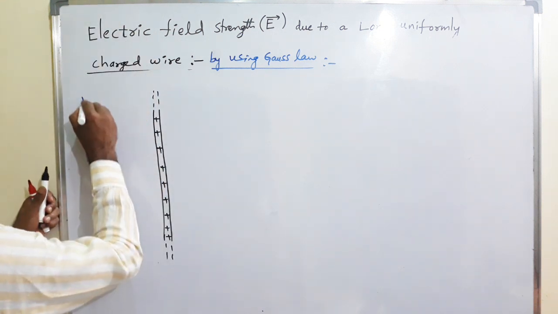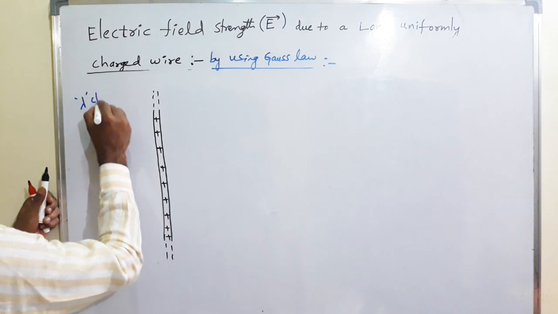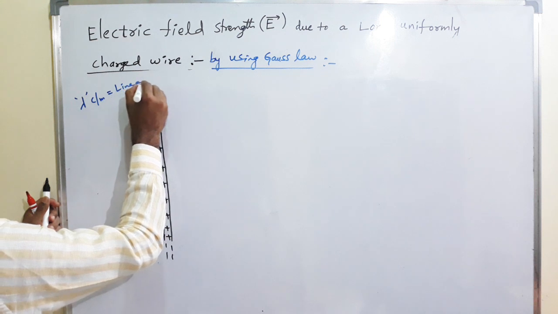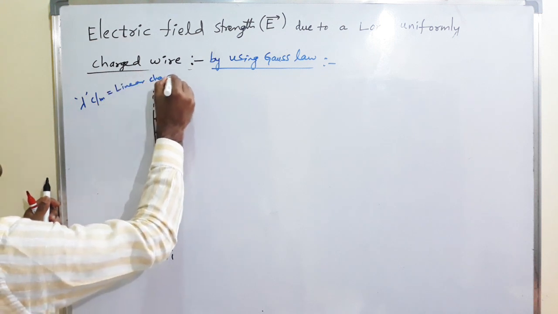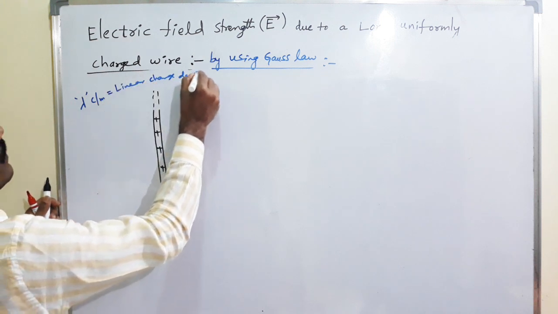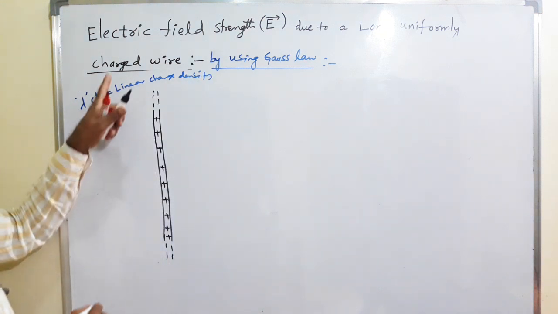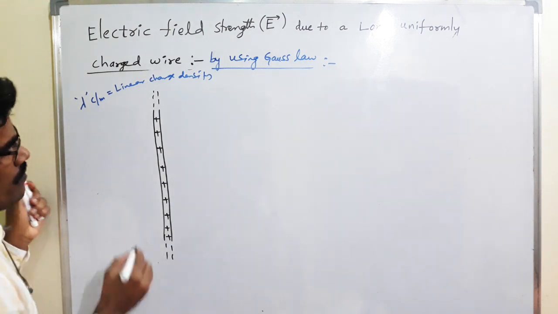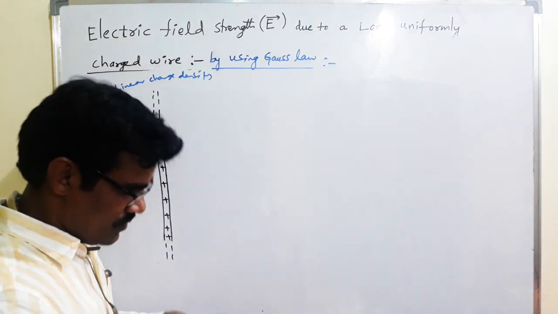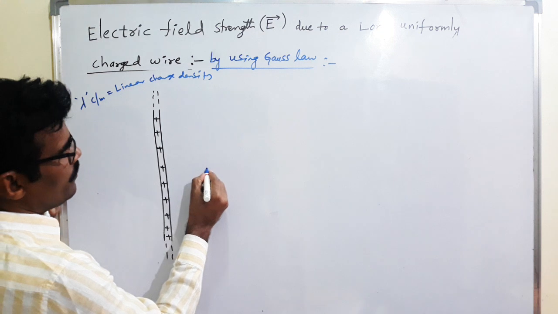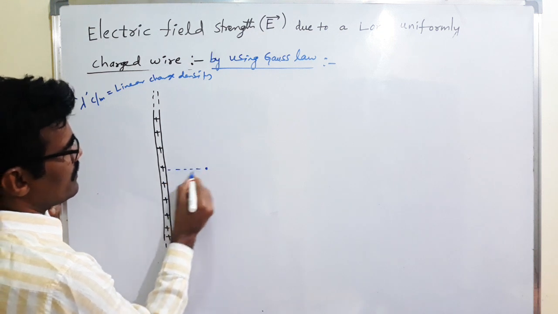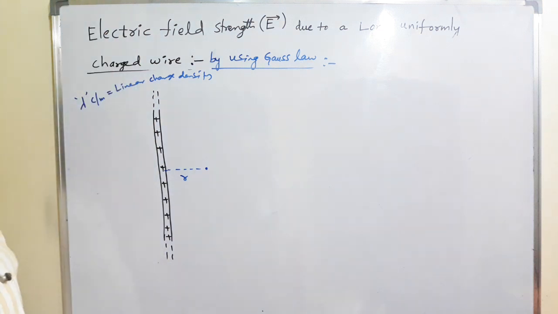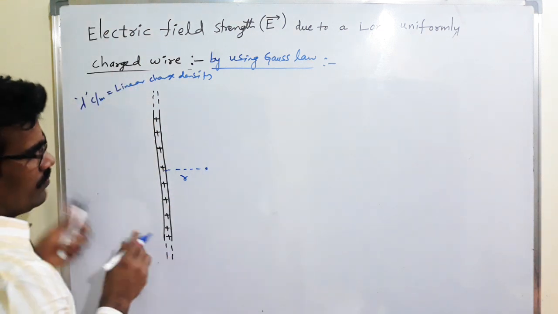Here lambda, coulomb per meter, is the linear charge density of the charged wire. It is a uniform charge distribution. What do we want? We want to find the field strength at a distance r from this wire. I want the field at this point.